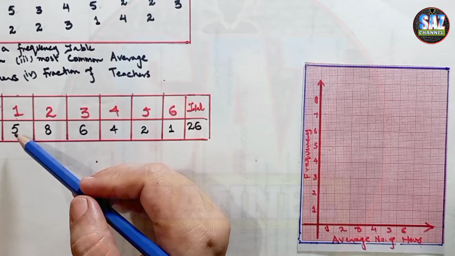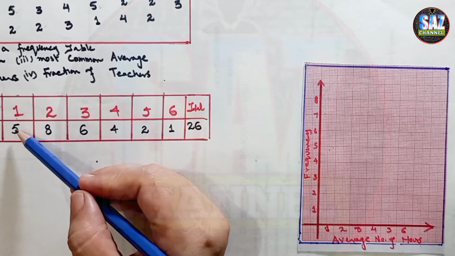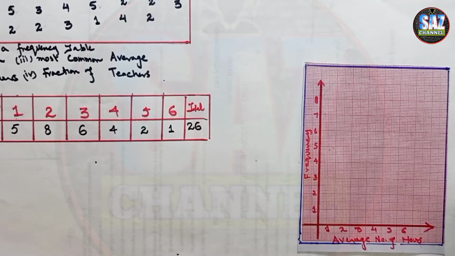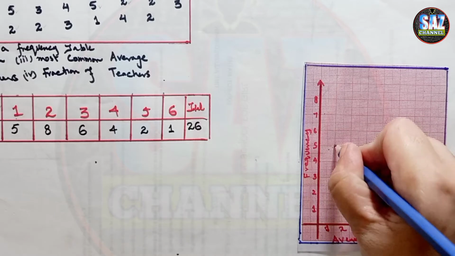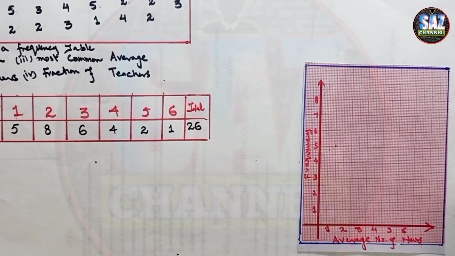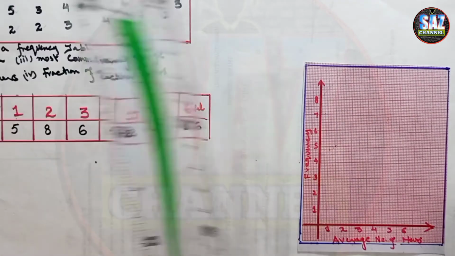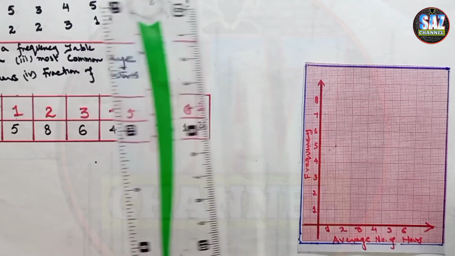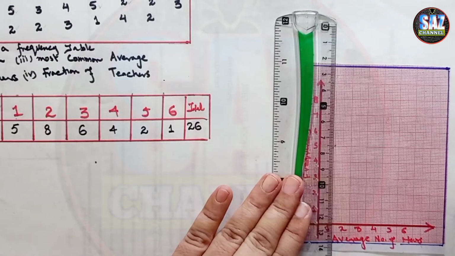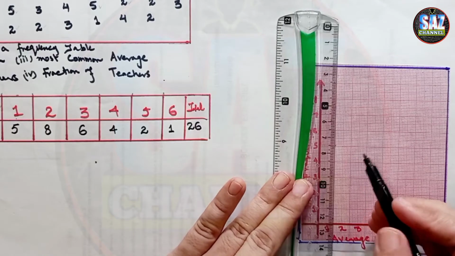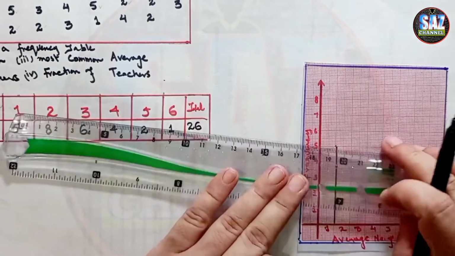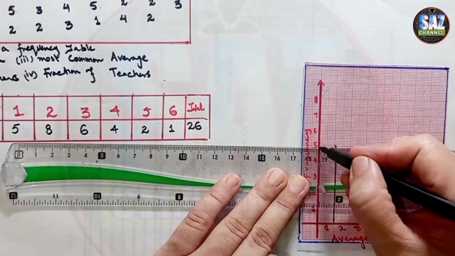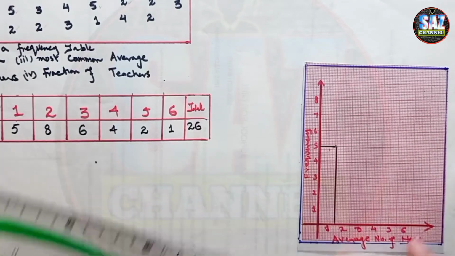On 1 we have 5 teachers, so we have to mark 5 here, at this place. In your actual exam you have to use a pointed pencil, but as I'm making this lesson for my students, to make it more visible I'm using this bold pen. Otherwise, please use a sharpened pointed pencil. In your O-level examination as well, you have to use a black pointed pen. 1 with 5 is done.